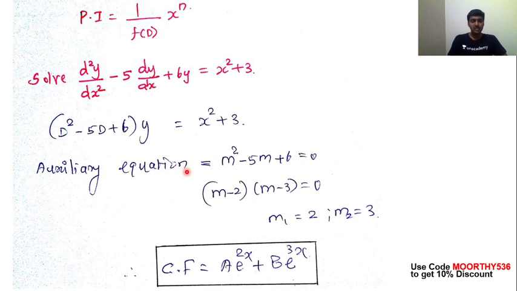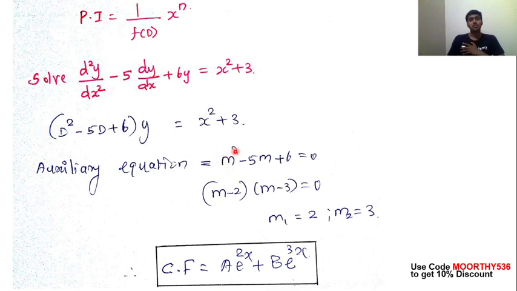Coming to the auxiliary equation. First we have to convert this differential equation into the auxiliary equation. What is meant by the auxiliary equation? Take D square minus 5D plus 6. In this equation, D stands for the differential operator, differentiation. Here we have to replace it with another notation. Here I have used the notation m.